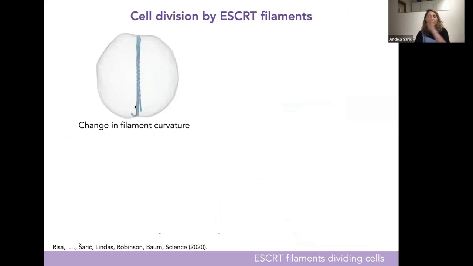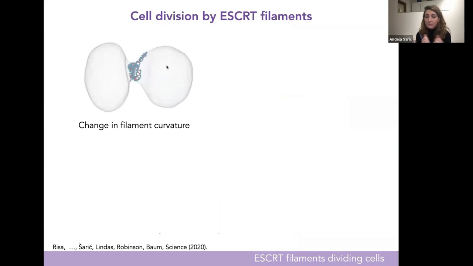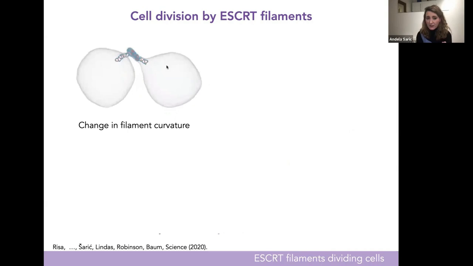Okay, so let me show you what happens. We start with a filament inside of a vesicle. We suddenly change its curvature. And what we see is that in this way, we can really constrict the cell. But of course, the filament stays there and glues the cells together. So clearly, you need to have disassembly again. And ATP is consumed for this.